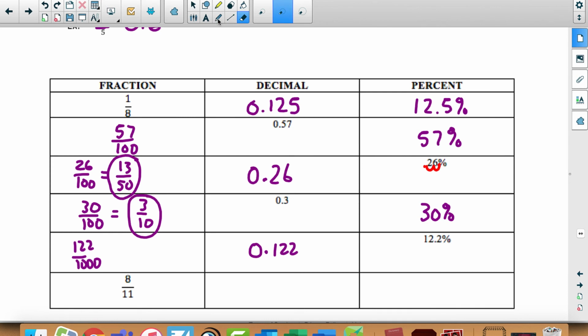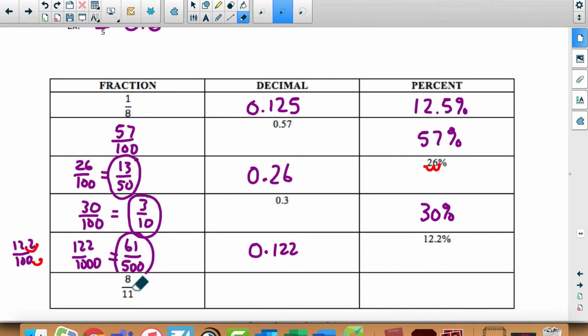Or you could have made this 12.2 over 100. If you'd done that, you would have had to move the decimal 1 to the right here to get 122, and 1 to the right here to get 1,000. So either way you do it, you're going to get 122 over 1,000. But you're not done, because you can divide both of those by 2. If you divide 122 by 2, you get 61. Feel free to use a calculator. And if you divide 1,000 by 2, you get 500.